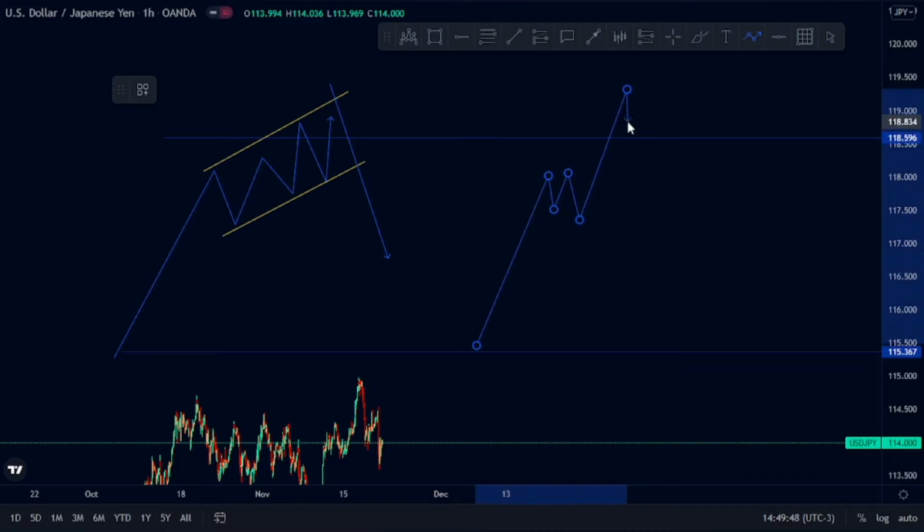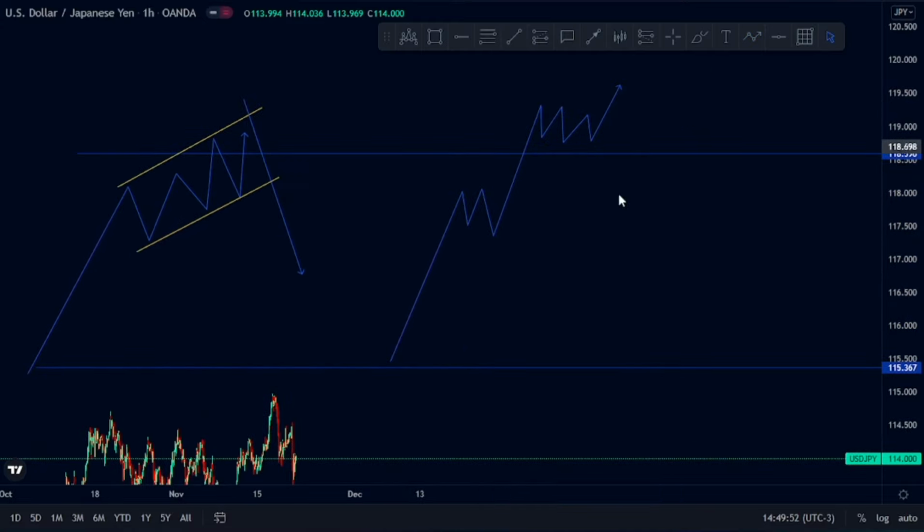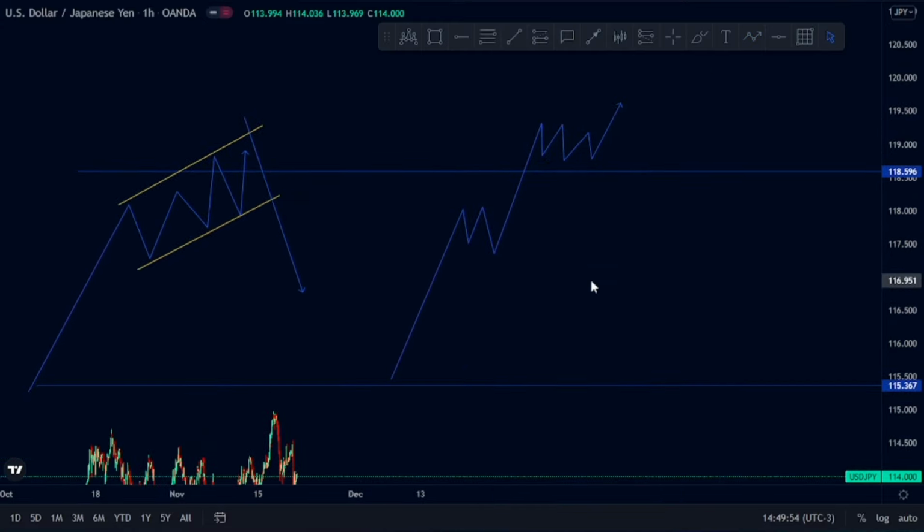Break above, consolidate. That's when you can take what? Those buying opportunities. You have to ask yourself the right question. What am I seeing? What is price doing? Price is corrective. Okay, what kind of a correction am I seeing? Is it a bullish structure or a bearish structure?